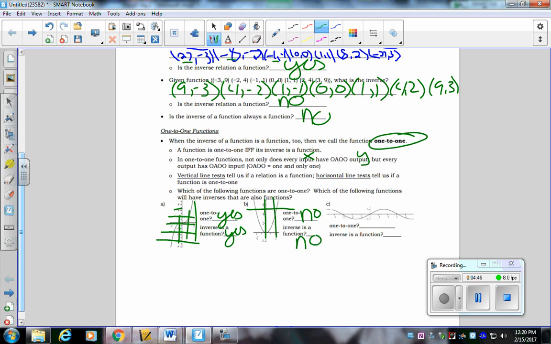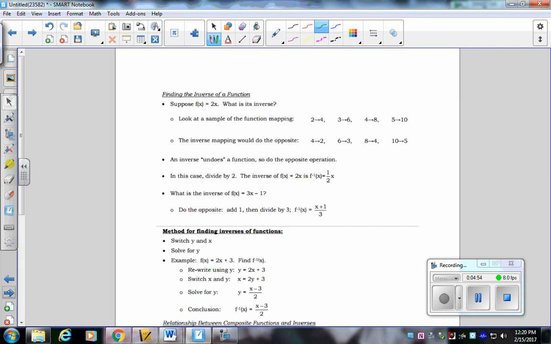All right, in C, it passes the vertical line, but does not pass the horizontal, so it is not one-to-one. All right, let's figure out how we write the equations of inverses now. So let's just take this first example.